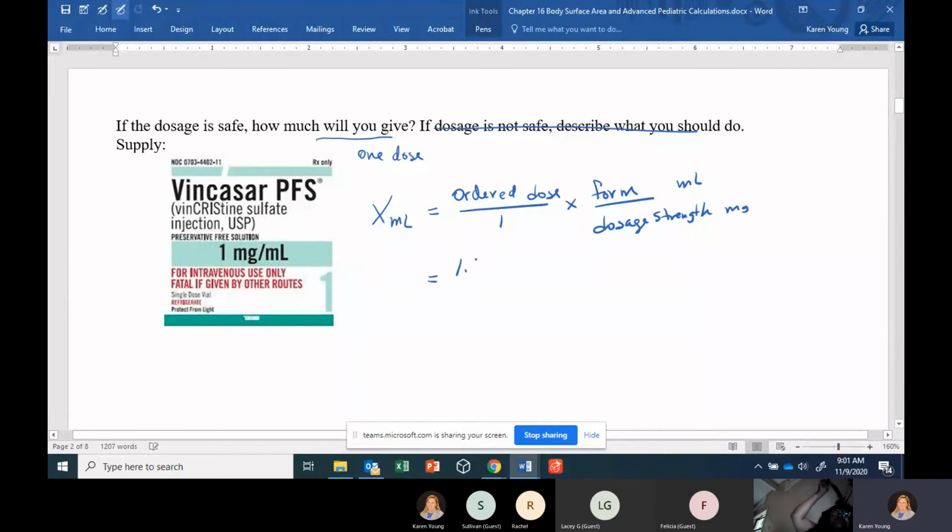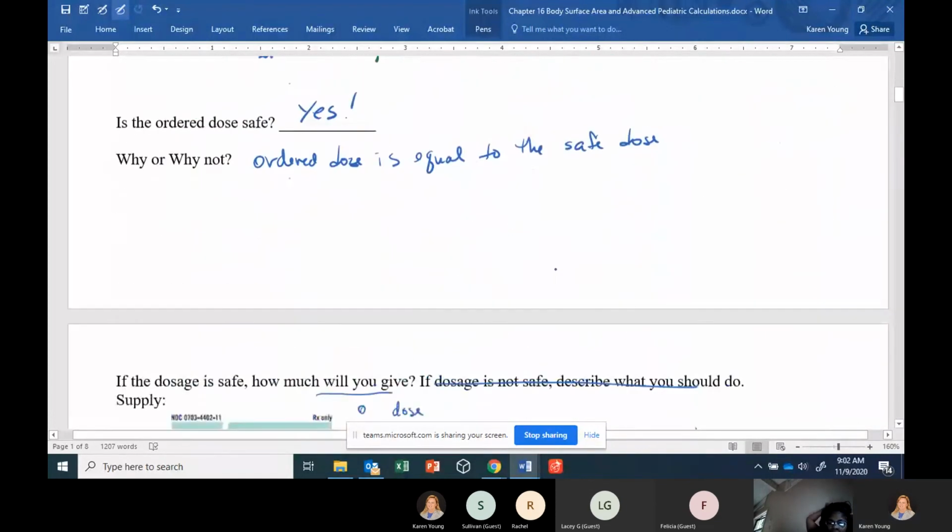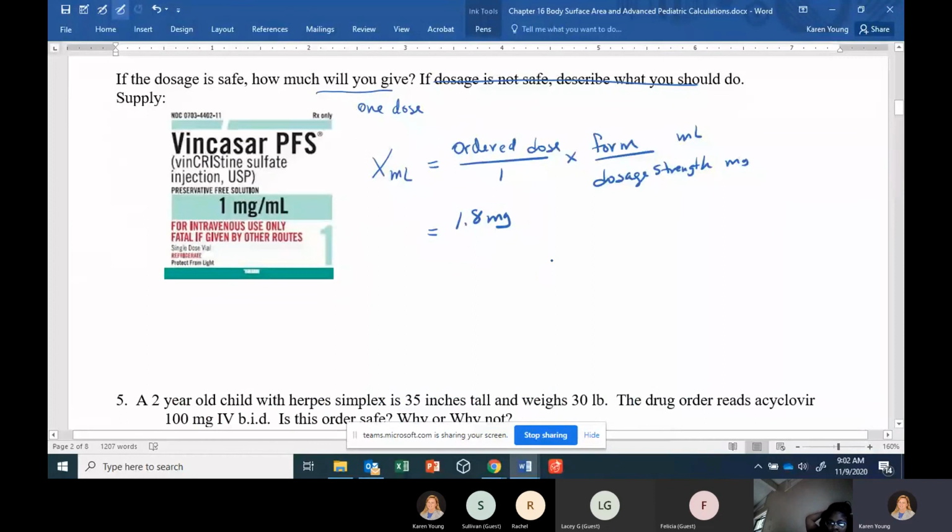So my ordered dose was 1.8 milligrams, and that's from the previous problem. And then that over 1. My supply is 1 milligram per milliliter. So my form is the 1 milliliter. My dosage strength is the 1 milligram. My milligrams cancel. So 1.8 times 1 divided by 1 is 1 milliliter.